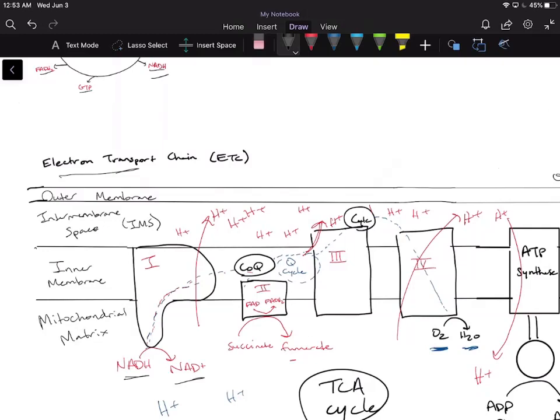Now, as we're passing those electrons through the electron transport chain, I want you to think about it like this. In our physics class we learned that when electrons move, you're creating a current, right? Another way to visualize the electron transport chain is as a mini battery, okay? We're moving these electrons across the complexes, creating this current, and we're going to use this current to power an unfavorable process, okay?